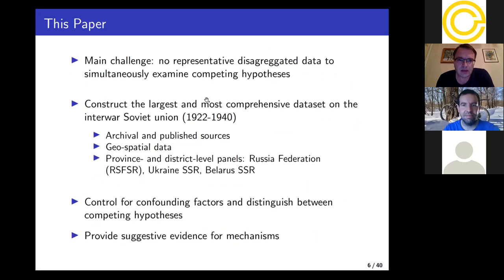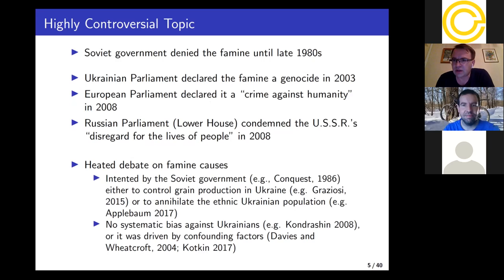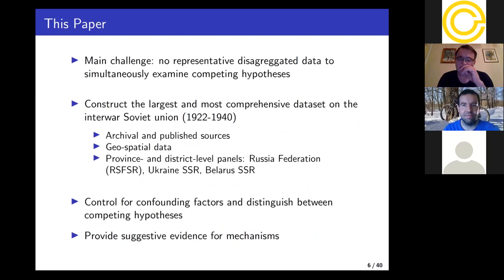And the major problem with this literature is that it is mostly descriptive. There are mostly historians who talk about the Great Soviet Famine, and they provide different narratives in support of their claims. This is because there is a big challenge: there is no representative disaggregated data to simultaneously examine competing hypotheses. And this is what this paper does.